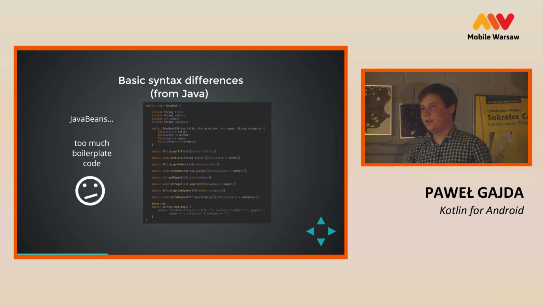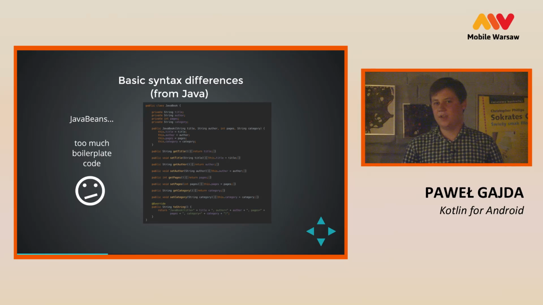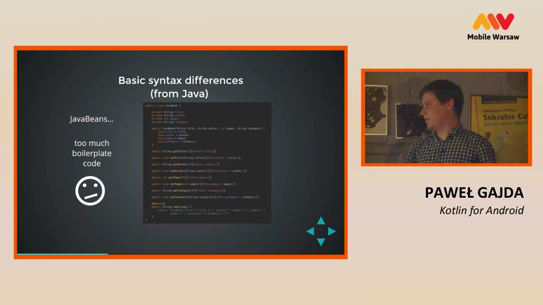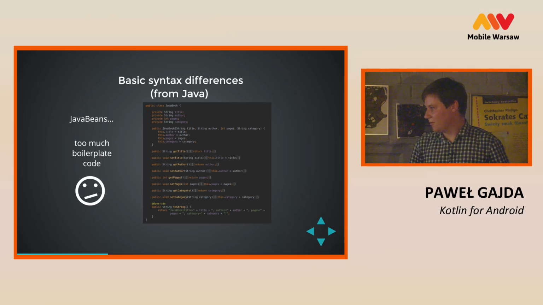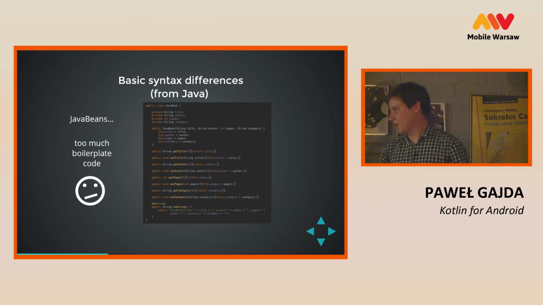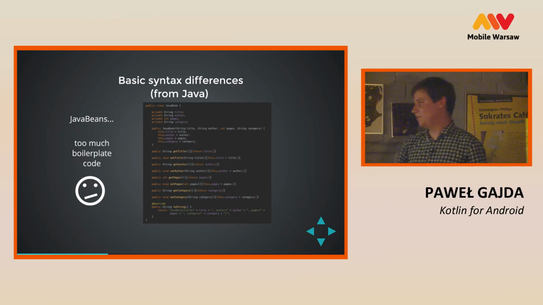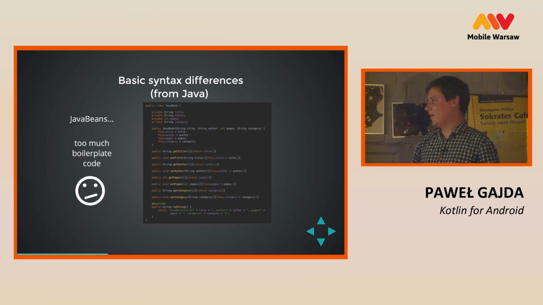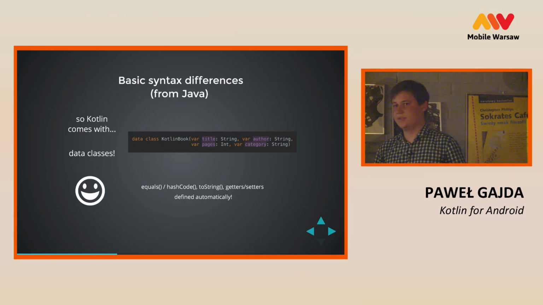Java beans. When we are talking about models in Java, we need to create accessors and overloaded constructors. We need to override the toString method, sometimes hashCode, and so on. And see, we have here one class, 4 members, and so much boilerplate code. That's too much boilerplate code. We need to fight with it. So Kotlin comes with data classes.